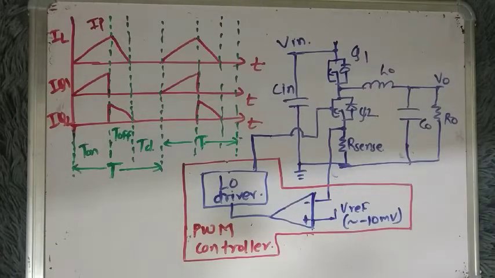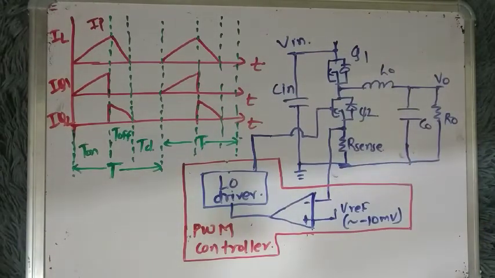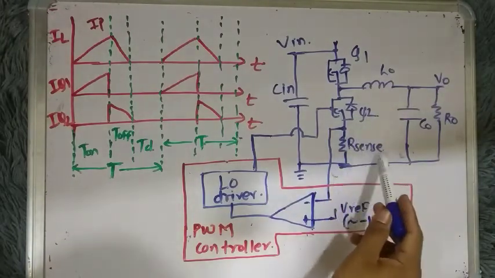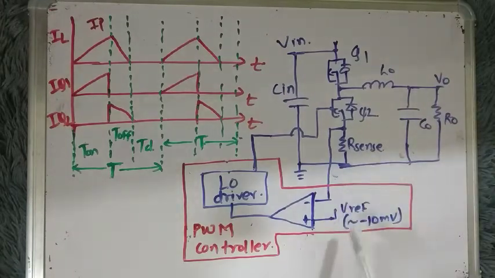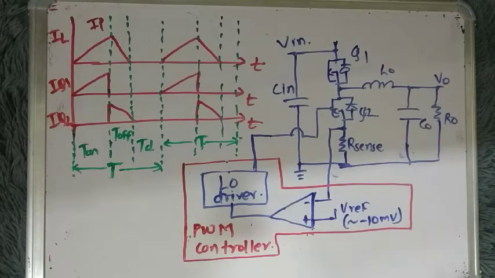Okay, so this is the same schematic that I have already discussed with you. This is a synchronous buck, with one extra element added. This is an RSense resistor, in series with the low side MOSFET, which is Q2. This resistor is generally used for the generation of the emulated inductor current ramp, and is used for the peak current mode control. Maybe we will see that in a different video.